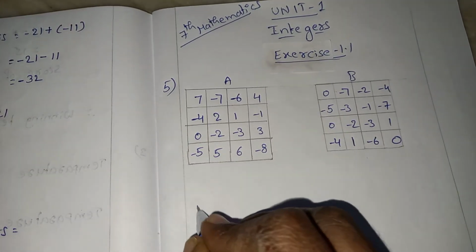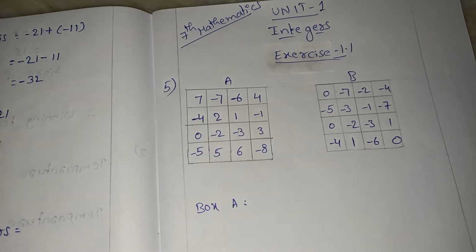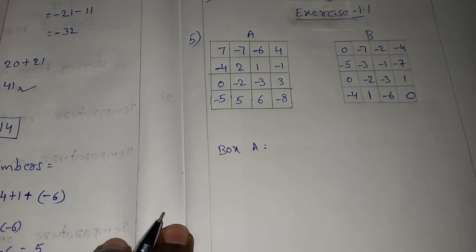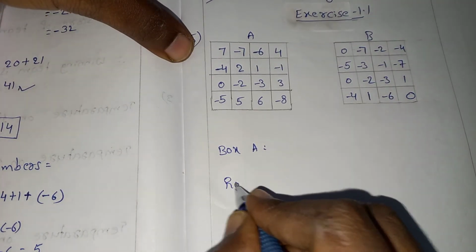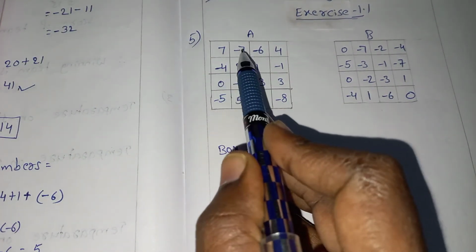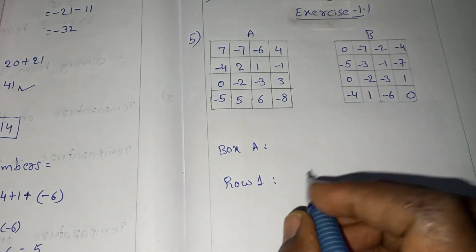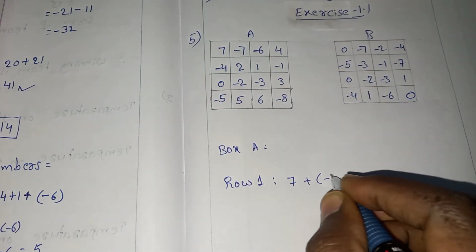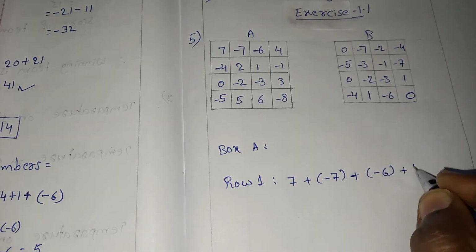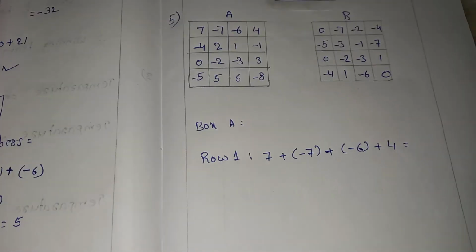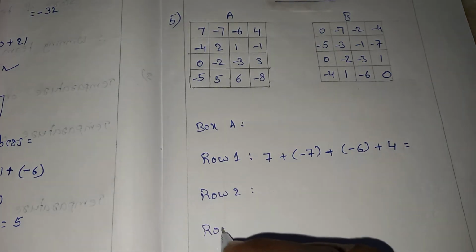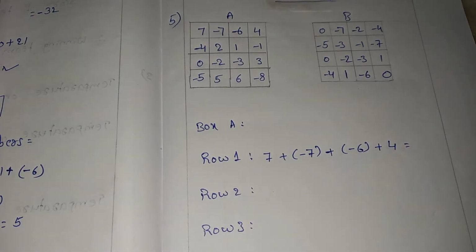Box A, the sum we have to calculate because they mentioned it in the question. Row 1, what are the numbers in row 1? 7, -7, -6 and 4. 7 plus -7 plus -6 plus 4. We have to calculate that sum. In the same way, you have to write all the rows.